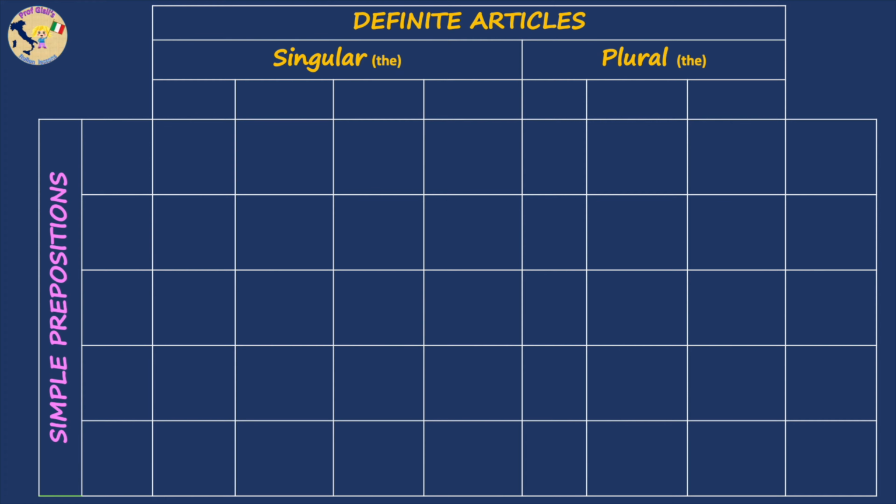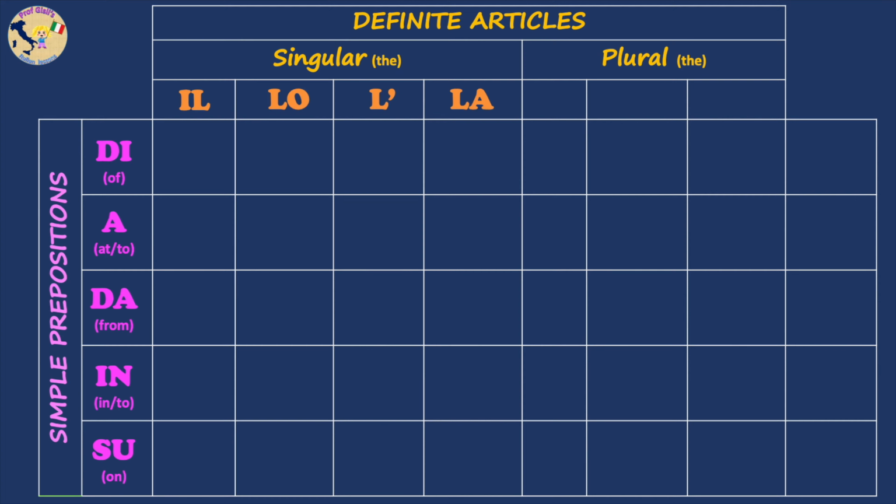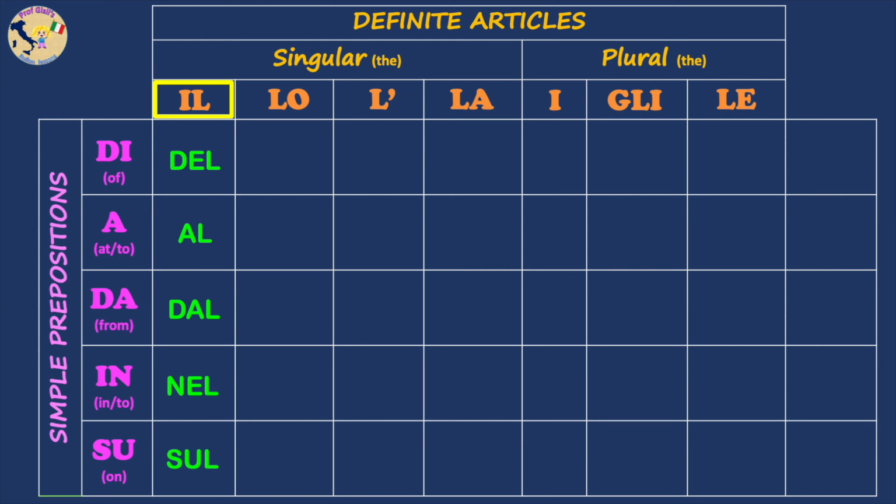Let's look at the Italian combined prepositions resulting from the contractions of simple prepositions di, a, da, in and su, and singular definite articles il, lo, l', la, and plural definite articles i, gli, le. When these simple prepositions combine with article il, we get combined prepositions del, al, dal, nel, sul.